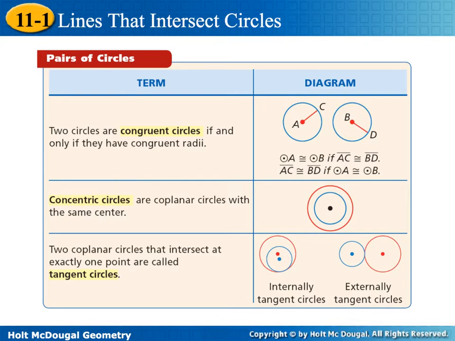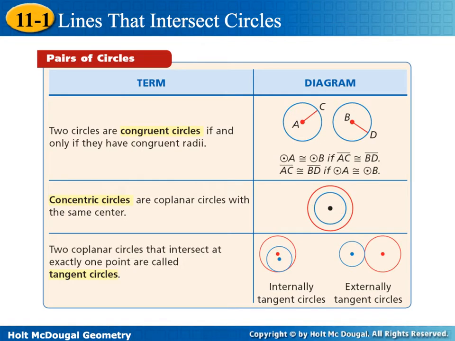All right, then we got concentric circles. Concentric circles are coplanar, which just means they lie on the same plane, on the same paper, with the same center. So these are concentric circles. One will always fit inside the other, or they may be the same circle and they lie right on top of each other. So concentric circles are just inside circles.